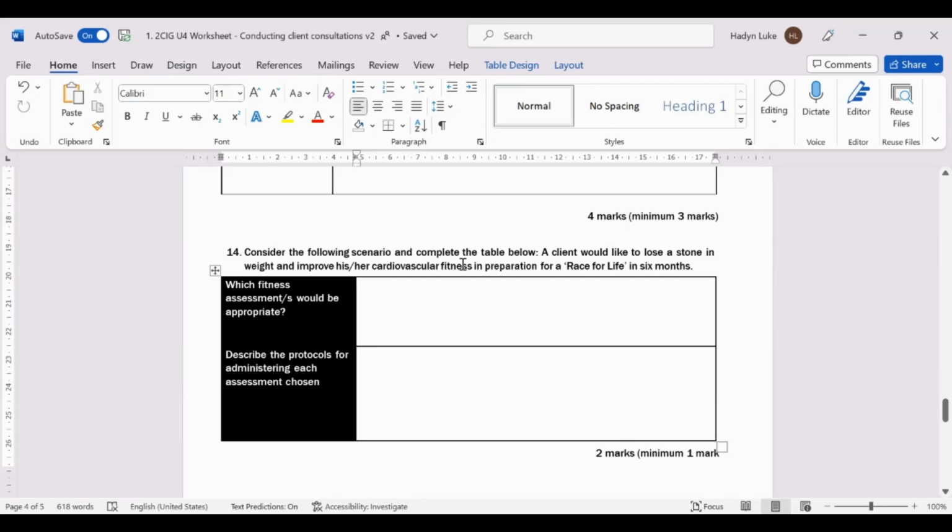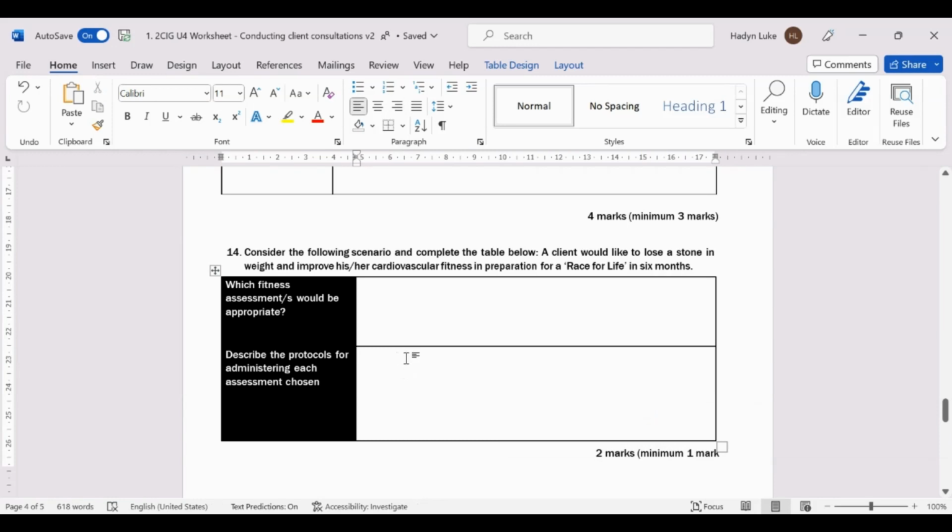So bearing in mind that this person wants to lose weight and wants to get fitter, you may want to use 2 measurements, one that shows that they are losing weight and one that shows that they are getting fitter. And then for each one of those, could you explain how you perform the protocol? Now, we don't need too much information there. The overarching marks is only 2, but it'll be good to get a full understanding from your description in there.